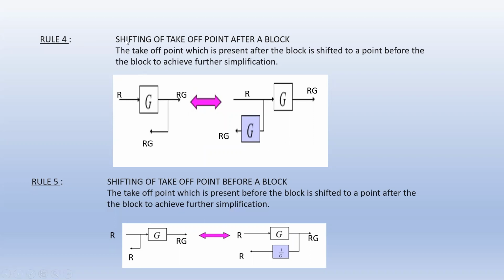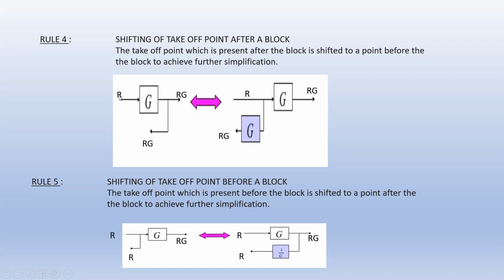And coming to rule 4, shifting of takeoff point after a block. So we have a takeoff point which is after this block G, and we need to shift this takeoff point over to here, before the block. So how do we do that? After shifting, we have this effective picture. So we have shifted this takeoff point over here. We will shortly explain how this one is multiplied with gain G.